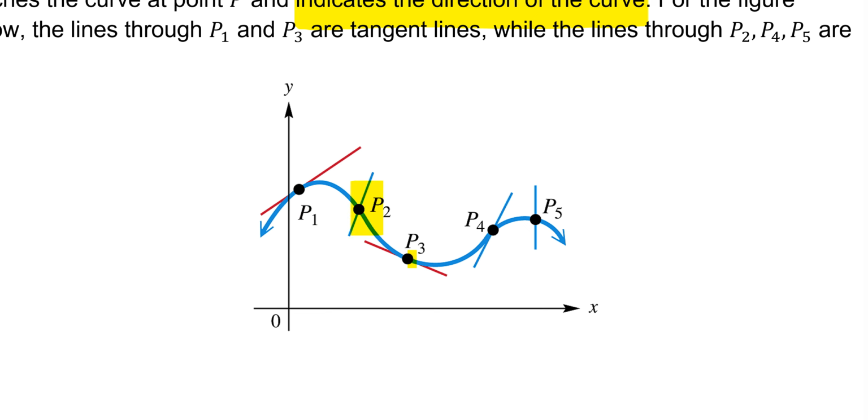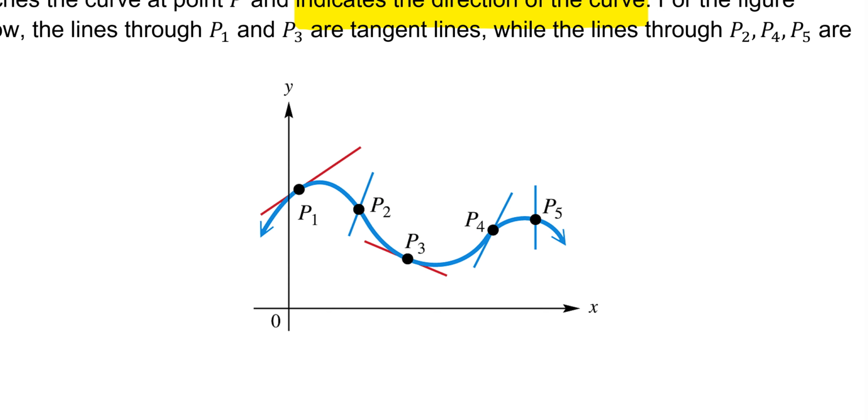Let's look at P2. The line going through the curve at P2 is cutting through the curve at that point, but it doesn't look like it has the same direction. So this line would not be a tangent line. For the point P3, this does look like a tangent line cutting through P3. It looks like it has the same direction.